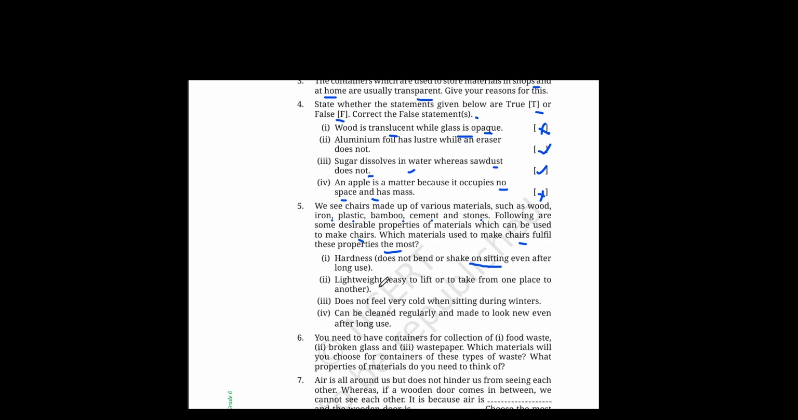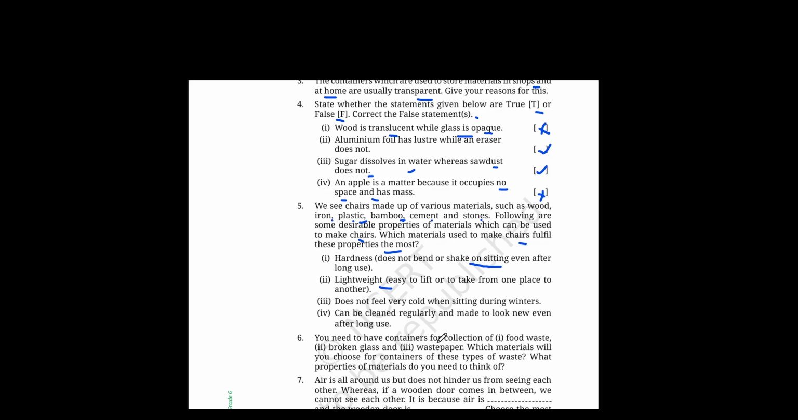Then the second property is lightweight. If you want to make a chair which is lightweight, lightweight means it has to be easy to lift or take from one place to another. So you have to use a material like plastic or bamboo. Plastic is lightweight and bamboo is also a lightweight material as compared to wood, iron, cement, etc. So it is easy to move around with them.